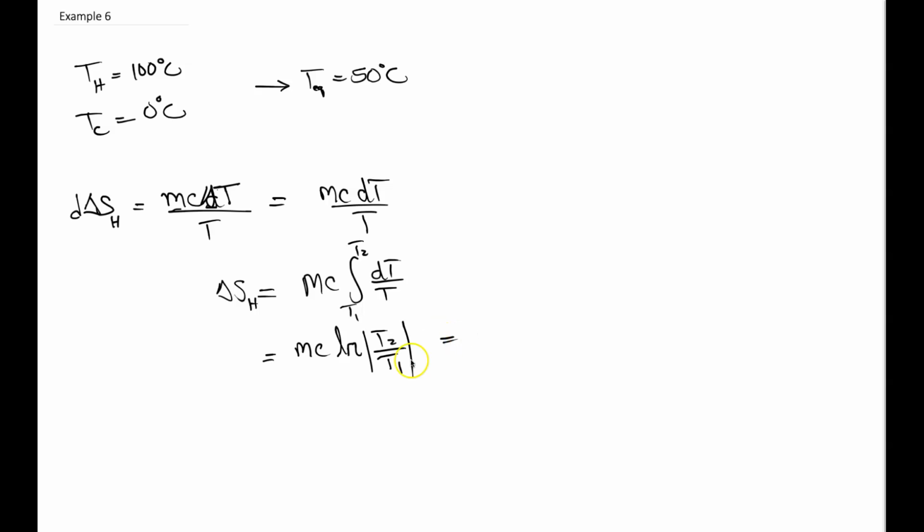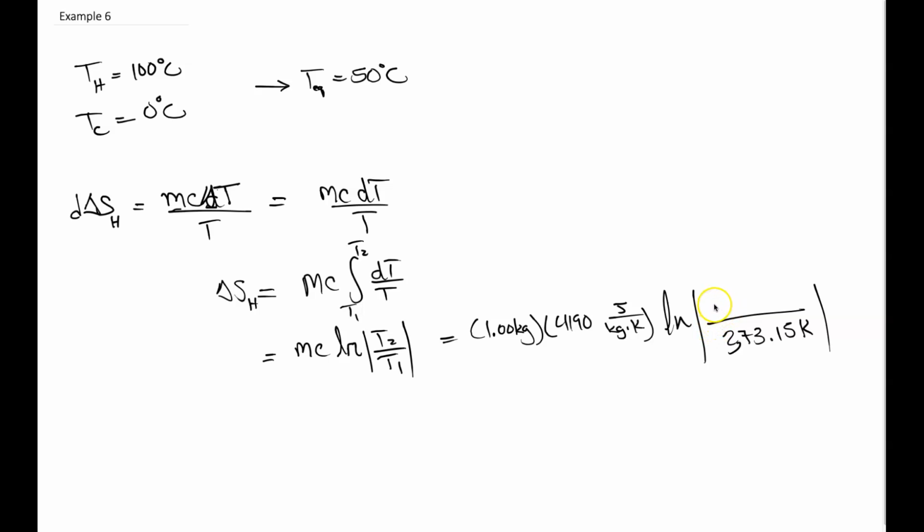And we know that for the high temperature, since we're calculating the change of entropy of the high level, it's going to be the mass, which is 1 kilogram, times 4190 joules per kilogram Kelvin. And then natural log of the high temperature starts at 100, which is 373.15 Kelvin, and goes to 50, which is 323.15 Kelvin. And that will give us minus 603 joules per Kelvin.